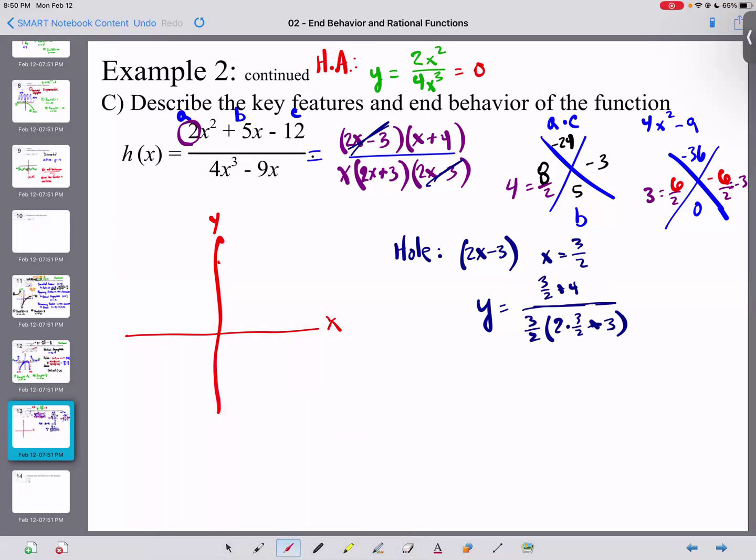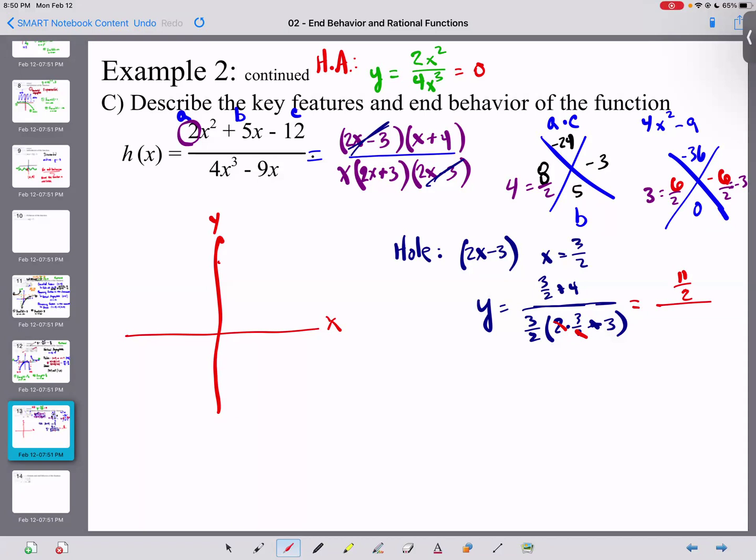Now to simplify this, the 2's cancel with one another there. So I have 3 halves plus 4. 4 is the same thing as 8 halves, so this would become 11 halves in the numerator, because 3 halves plus 8 halves becomes 11 halves. And in the denominator, the 3 plus 3 is 6.